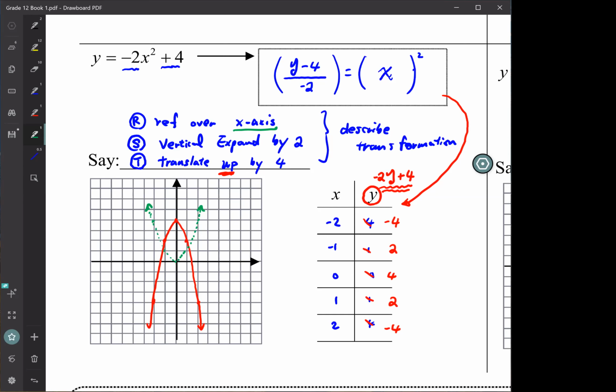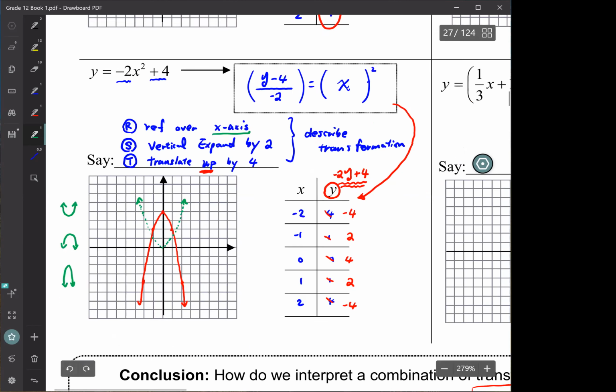Okay, so think of it like a comic, right? It'll start with open up, flip over, and then become skinny, and then move upwards. Okay, so that's how the whole thing happens. So this is working on the y part. Okay, let's look at the x part now.